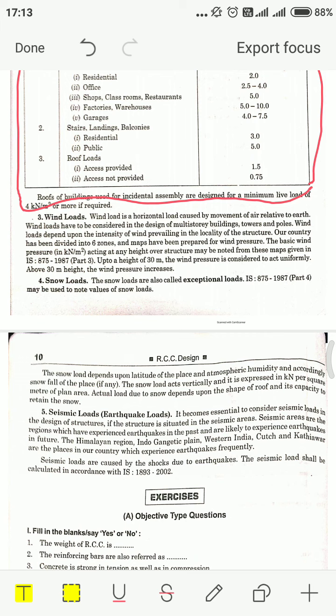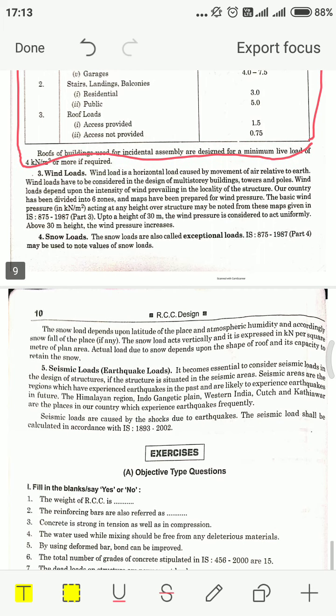So basically we calculate this snow load in the snow areas or in the mountains. The snow load is also called exceptional load as per the IS 875 1987 part 4, which may be used to note value of the snow load.